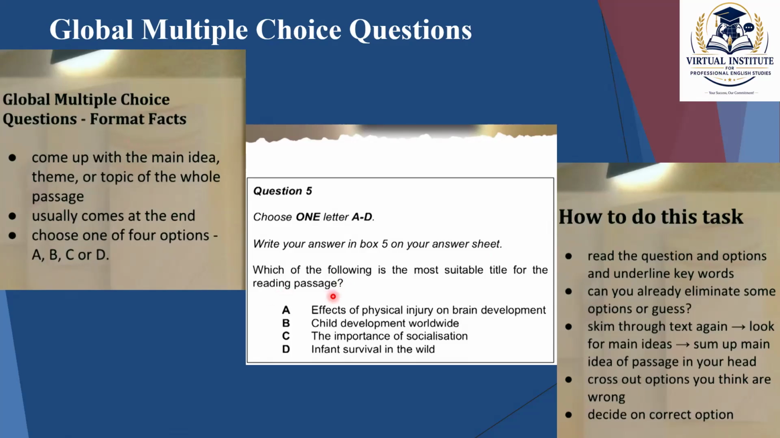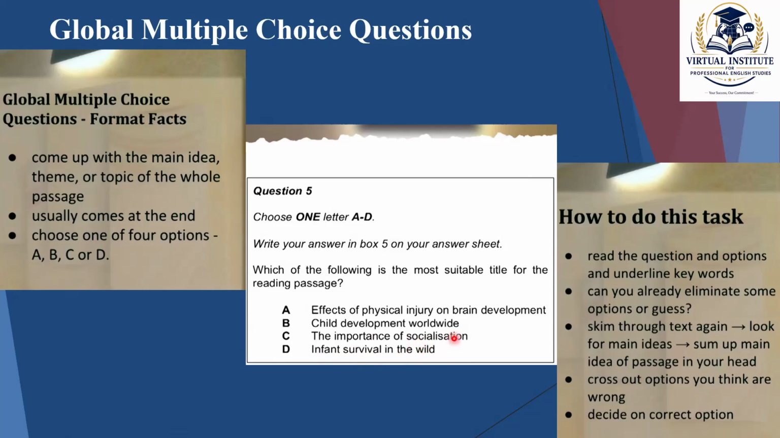So there is a passage, and then you are given these four options and you are being asked which of them is the most suitable title for the reading passage. So probably the title is not given and you are asked about the title. Now, how can we do this task? Read the question and options and underline keywords. For example, effects of physical injury, brain development, then child development worldwide, then importance of socialization, then infant survival, and wild. So these are the keywords.